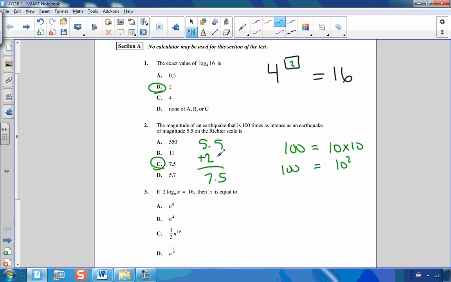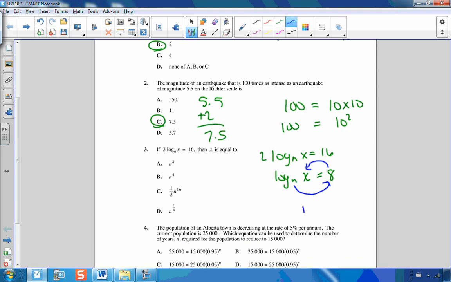Okay, next one. If 2 log base n of x equals 16, then what is x equal to? So let's look at this. Very first thing that I want to do is isolate my log. So I'm going to divide both sides by 2. So I have log base n of x equals 8. And then I'm going to use the circle of logs and switch it into exponential form. So n to the 8 equals x. And then my answer is A.